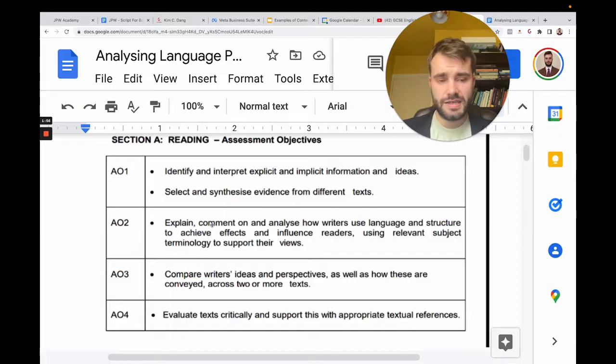Now, what is subject terminology, you might ask? Well, it's just special words that relate to English. It could include complicated things, it could include a metaphor, a simile, iambic pentameter, a rhyming scheme, juxtaposition, but it can also include very simple things like a noun, a verb, or an adjective. That's also subject terminology. Remember, you won't always find these fancy techniques in every single text that you analyse.